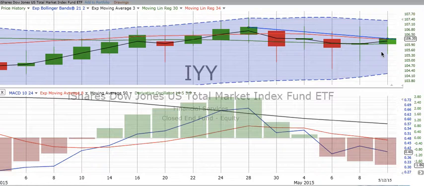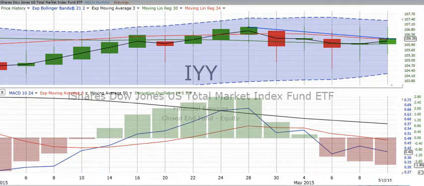Now again, the caveat here is we are in the month of May. Sell in May and go away. Volume typically is leaving the market during the month of May. The big traders are going on vacation. The big money's leaving the market and things get choppy. But this is where we are right now.